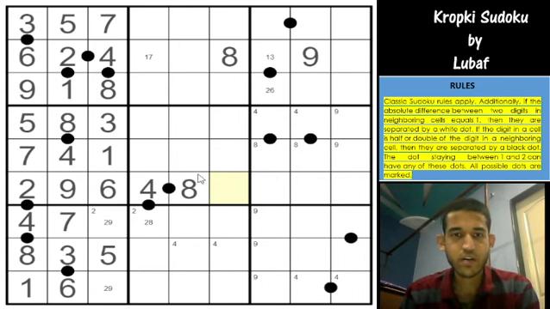Okay, I think we can get some 4s. 4 is not in column 4. 4 cannot go here because adjacent to an 8, so 4 goes in one of these 2 cells. And that gives us a 4 here.